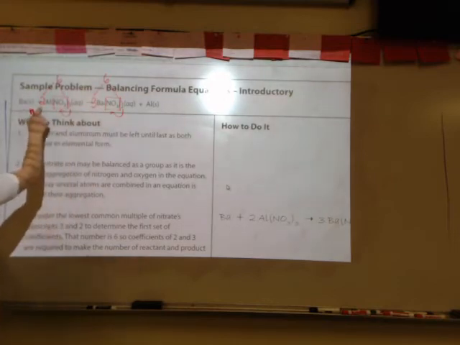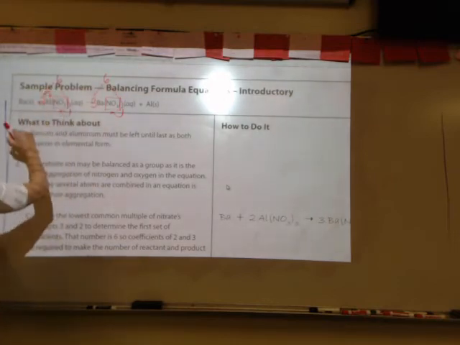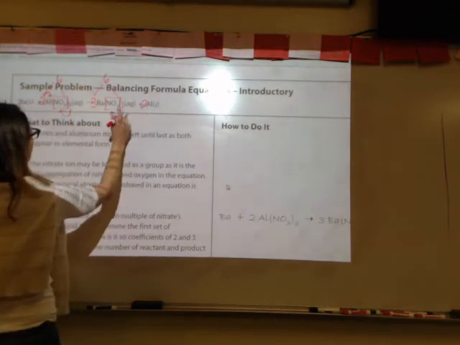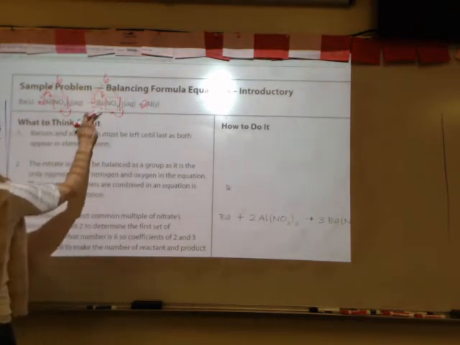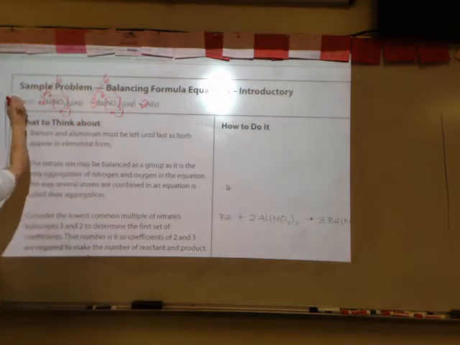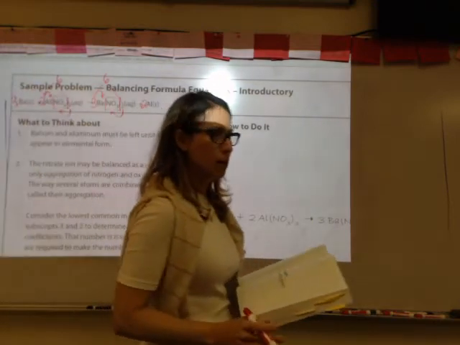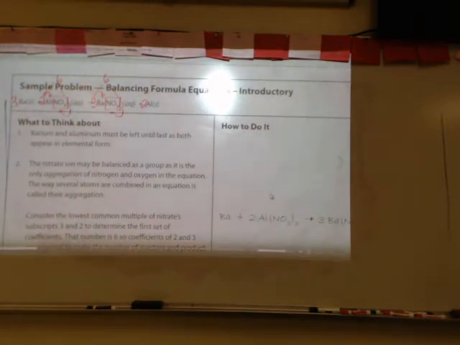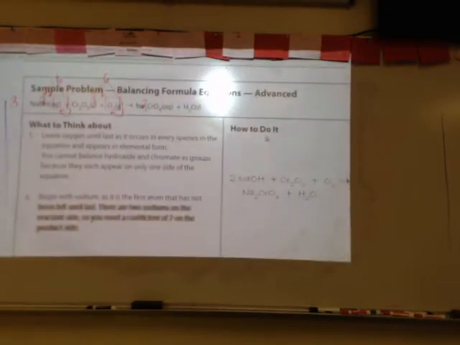When I put my 2 here in front of aluminum nitrate, now I have 2 aluminum, so I need to put a 2 in front of the aluminum on the right side. This 3 in front of the barium nitrate gave me 3 barium, so you put a 3 in front of Ba, and your coefficients are going to be 3, 2, 3, 2. Let's move on to another sample problem here.